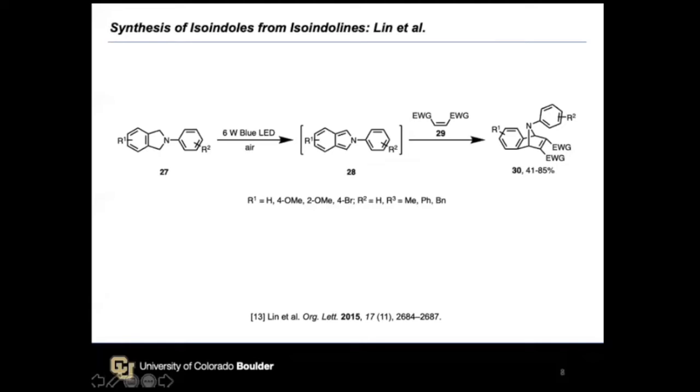So next up, isoindoles can also be synthesized from isoindolines, which is one of the derivatives I showed you on the first slide. In this reaction, the isoindoline is oxidized to the isoindole by the oxygen found in the air via a light catalyzed reaction. The isoindole then goes on to act as an electron-rich diene in a Diels-Alder cycloaddition reaction.